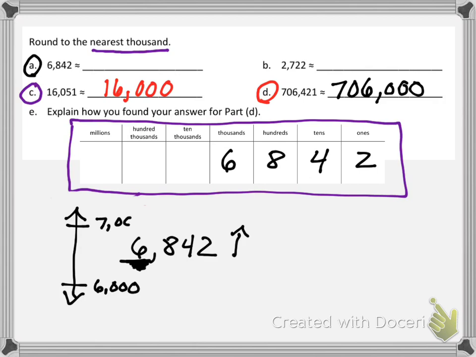Now, instead of having to create that midpoint, we are going to look at the hundreds spot, this digit right here. This is going to determine if we're closer to 7,000 or 6,000. This 8 is above that magic number 5, so this is telling us that we are closer to 7,000.